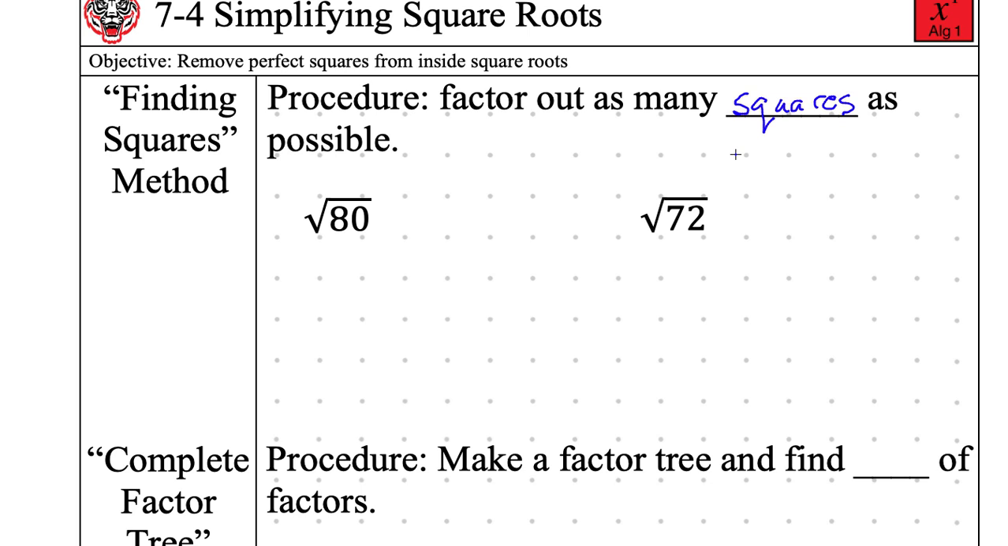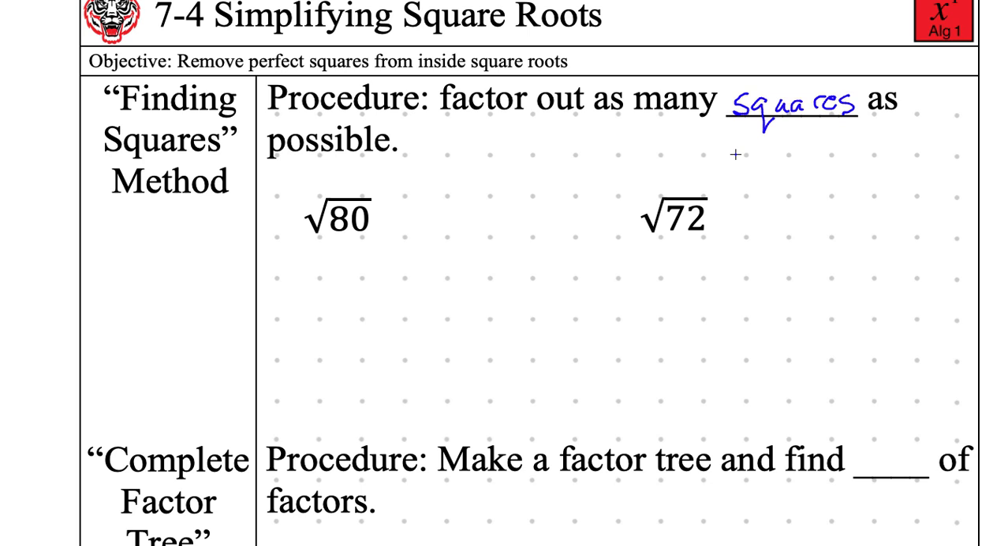Wait, what, 72 and 80 are perfect squares? That's a good point. So how are we going to do this? Can you repeat what you just said, Charles? Oh, yeah. 72 and 80 are not perfect squares. Those aren't on the list, so how are we going to proceed?